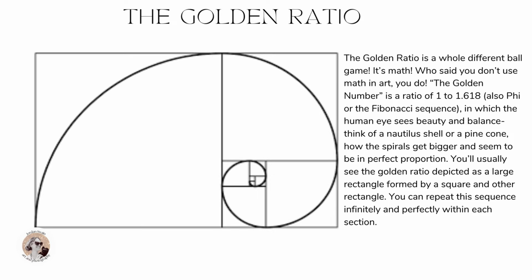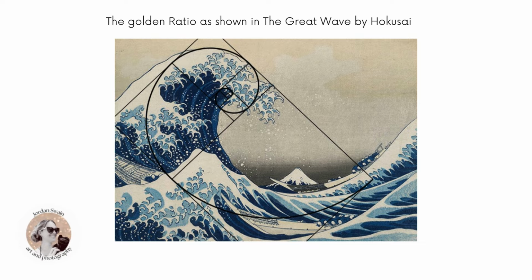So if you were to say this little square right here is 1, then this is 1.618, and so on and so on. It's perfectly balanced, gets bigger and bigger, and it can go on to infinity. You'll usually see it as this kind of shape, but if you want to see it in art, a perfect example is The Great Wave by the artist Hokusai. Everybody loves this piece, and we know why. It's scientifically proven to be a pretty perfect composition.